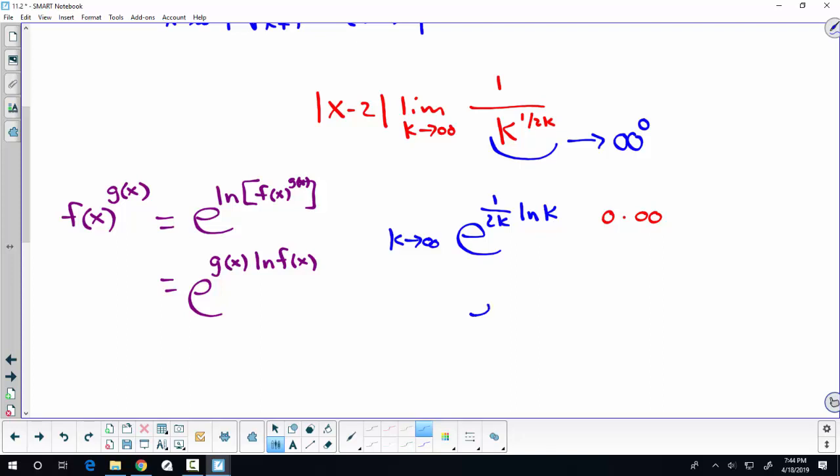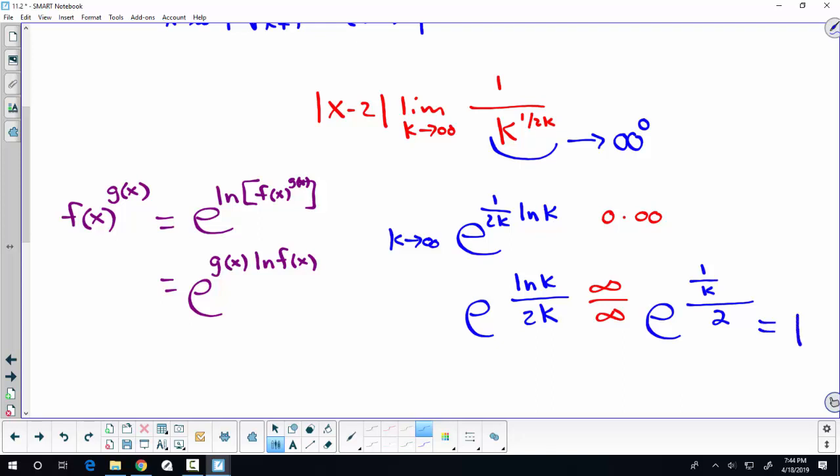We have to rewrite this as e to the ln of k over 2k. As k approaches infinity, this is infinity over infinity. And now we can apply L'Hopital's rule directly to ln k over 2k. So it's e to the 1 over k divided by 2. As k approaches infinity, we can look at this as 1 over 2k, e to the 0 is equal to 1. So this limit is 1 over 1, which is 1. Right? It's the same thing you get if you did the ratio test for that limit.